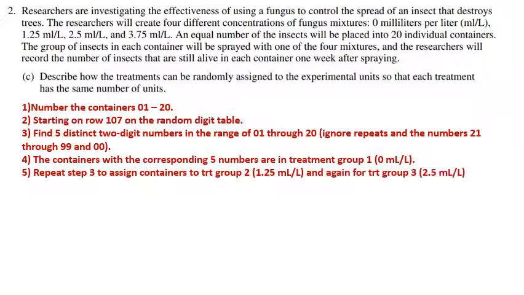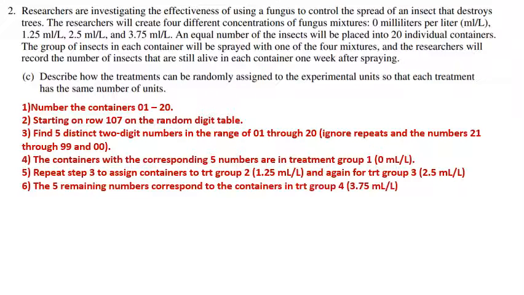We would repeat the steps and do that for group 2. So we would look for 5 more 2-digit numbers, ignoring any numbers that we had chosen before, and also any numbers between 21 and 99 and 00 again. And then we do that again for treatment group 3. And then finally, whatever containers weren't chosen for the first 3 groups, by default will be in treatment group 4. You do not need to randomly choose those last 5 containers for group 4.